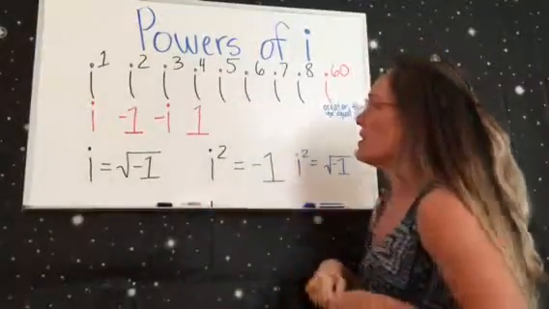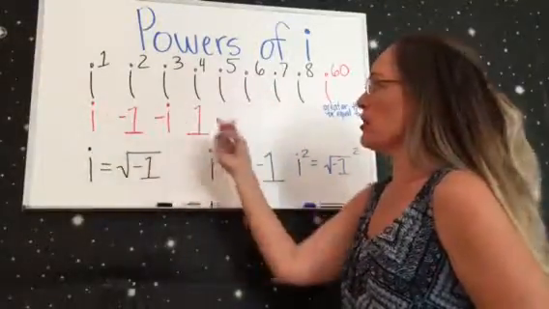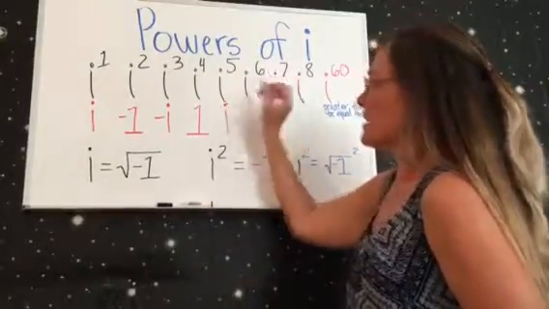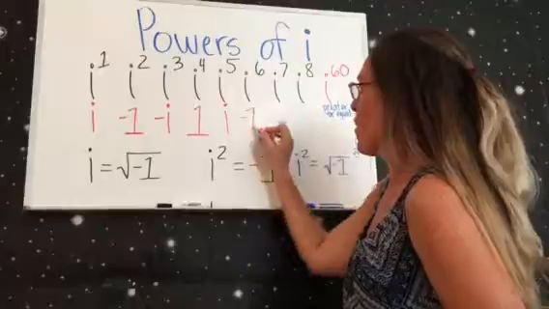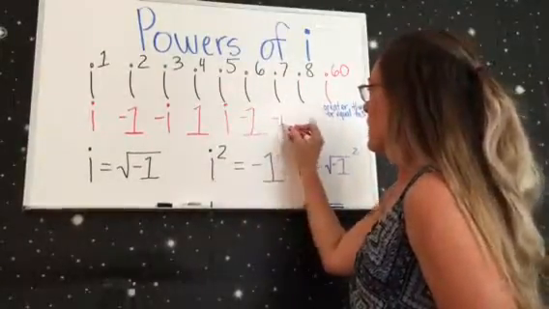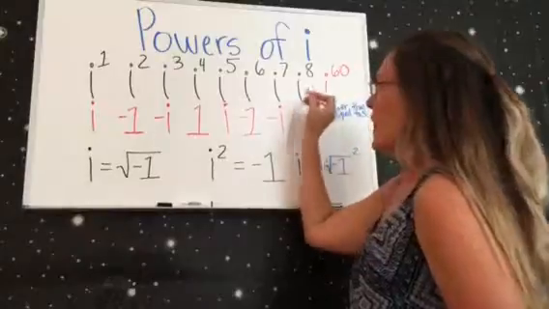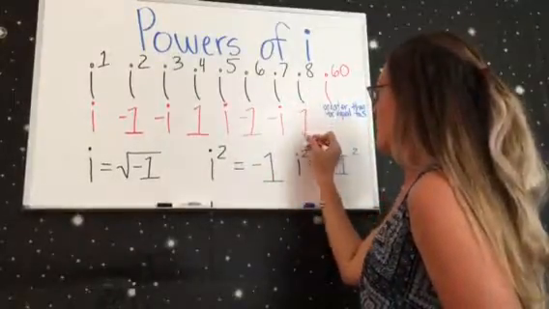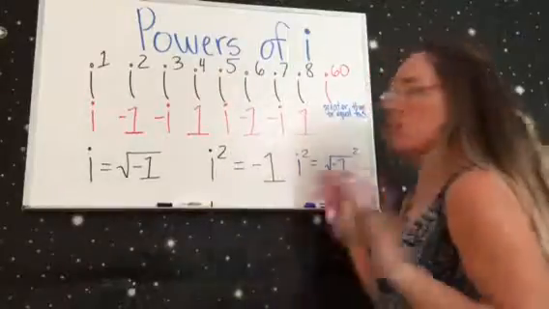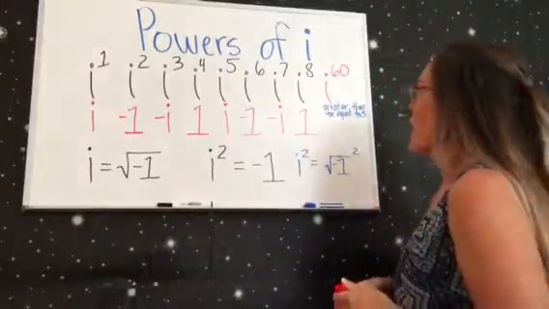So then we get to i to the fifth, we just go back to i. i to the sixth is just -1. Then i to the seventh, -i. And then i to the eighth is a +1. And it's going to keep repeating for as many numbers as you try to use it with.